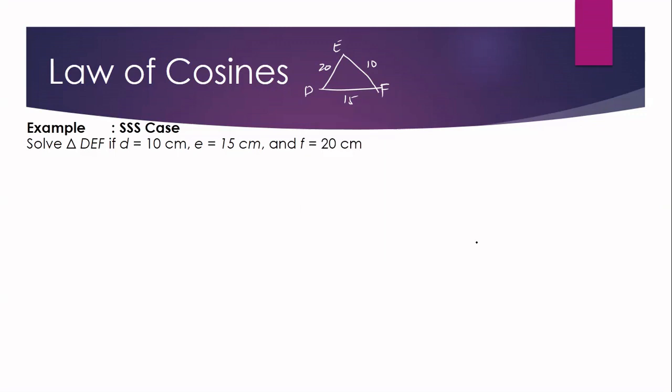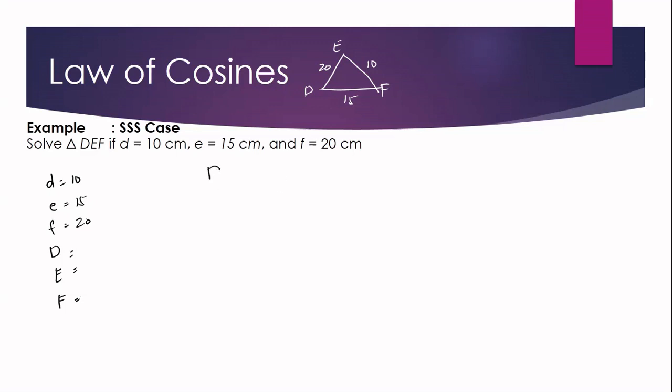So, we have here side D, that is 10. Side E, that is 15, and side F, that is 20. We are going to look for angle D, angle E, and angle F, using the law of cosines, because this is the SSS case. So, using the law of cosines, let us get D.